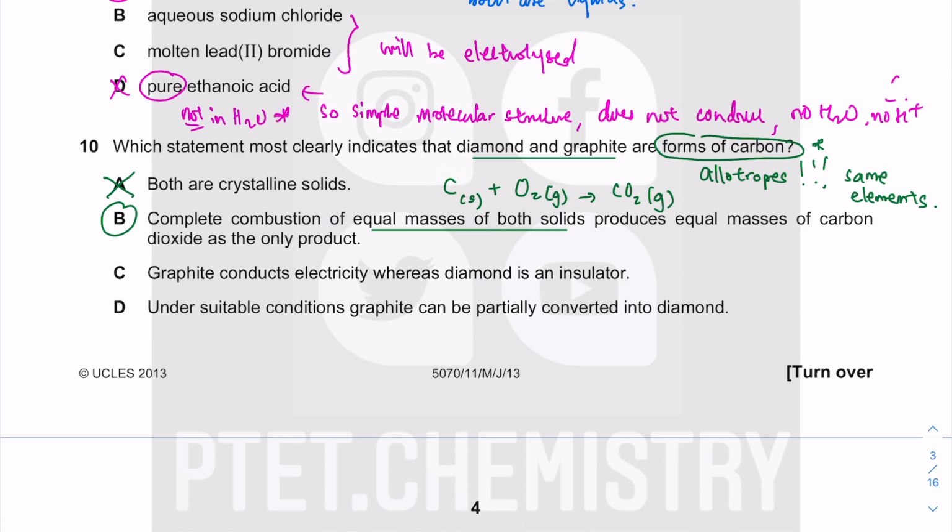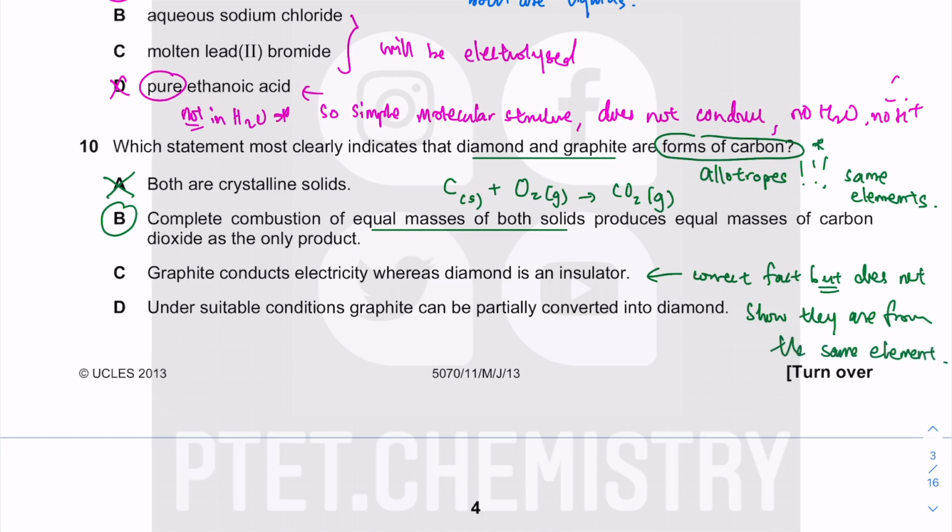A lot of students, including myself actually, the first time I did this question, I chose option C. This is a correct fact, but it does not show they are from the same element. It shows that they have different properties, but it does not show that they are simply different forms of the same element.